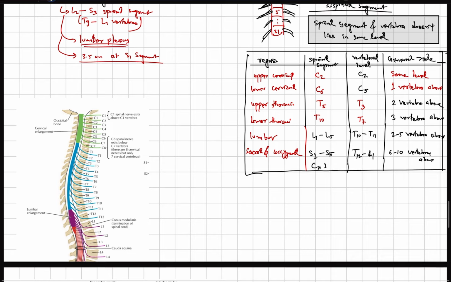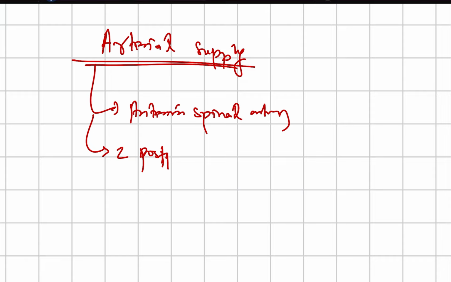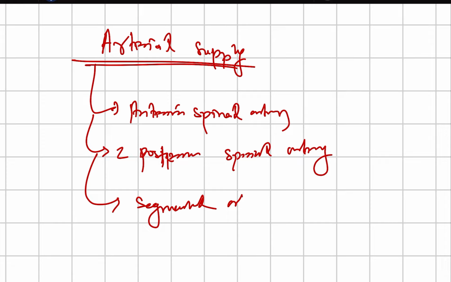Now we are going to discuss the arterial supply, and this video will end with the arterial supply; then in the next video we discuss the internal features. Arterial supply: it is supplied by the anterior spinal artery, then two posterior spinal arteries, and then segmental arteries.